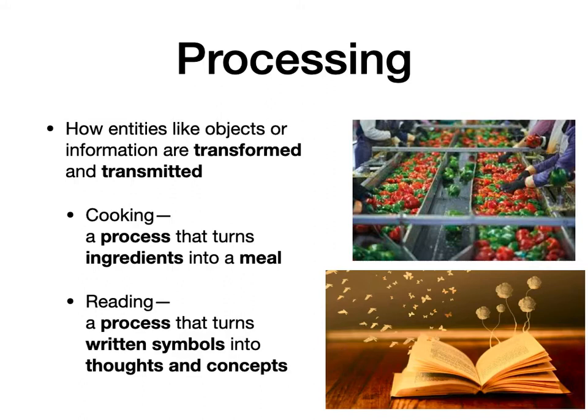So we process things. Another example is reading. A process that turns written symbols, things on the page of a book or on this slide itself, into thoughts and concepts, right? In the same way that you have to chop up the onion to make use of it in your recipe, you have to transform the words that are coming in into, as we talked about, some kind of representation, some kind of internal version of itself that makes sense to you and you can use in other ways.